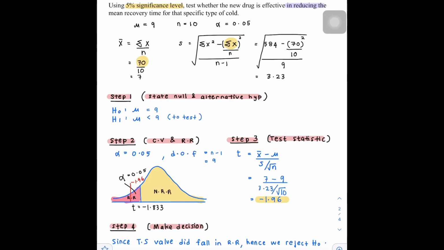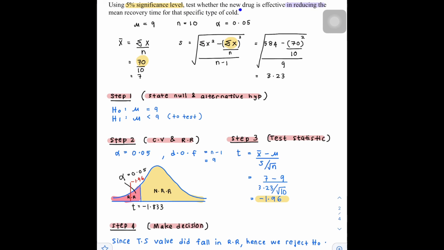The conclusion, the last step. Look at the question. Test whether the new drug is effective in reducing the mean recovery time. So is it true that the new drug is effective in reducing the mean recovery time? Look at the decision just now. You are rejecting the null hypothesis, meaning that you are saying that the second statement is true.